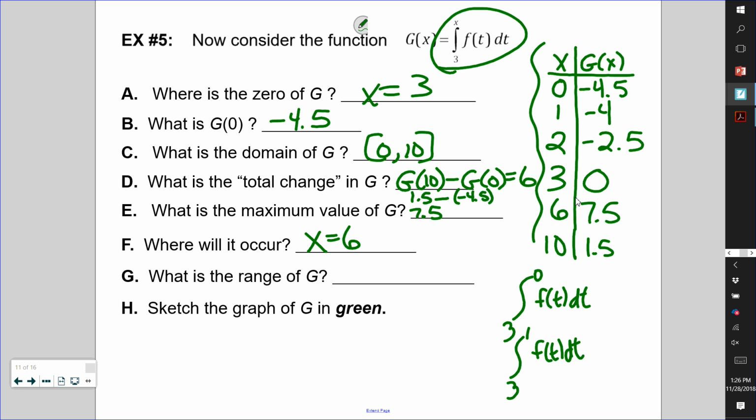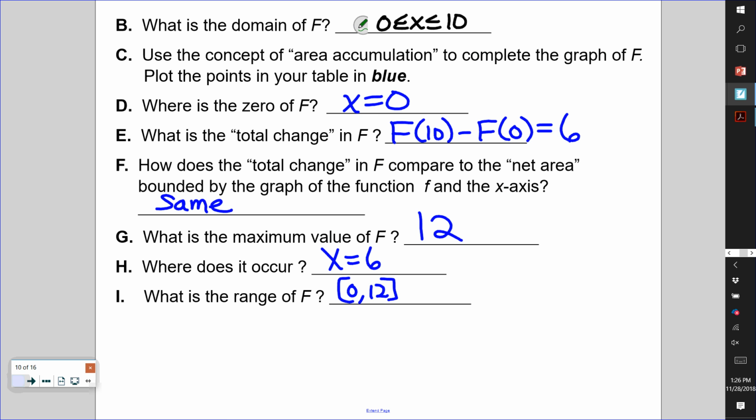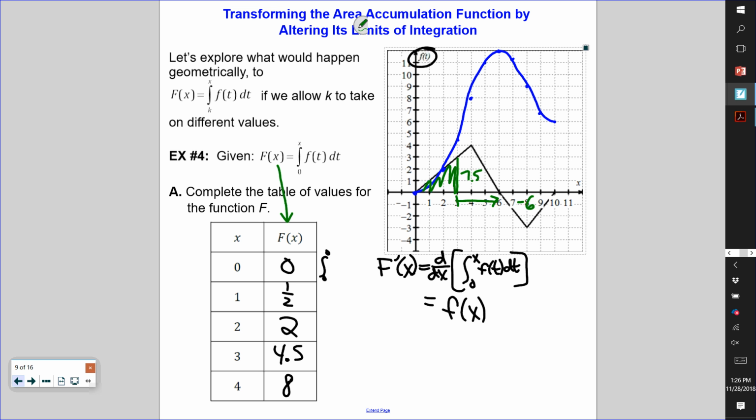What is the range then of G? Oh, nope, negative 4.5 to 7.5, right? Because the first value at 0 was negative 4.5. Now we're going to sketch that one in green. So let's go ahead and sketch these points and then we'll add on to that. So we need to sketch in green. So I'm going to erase my little messy stuff here. Let's see, that was a half, right?